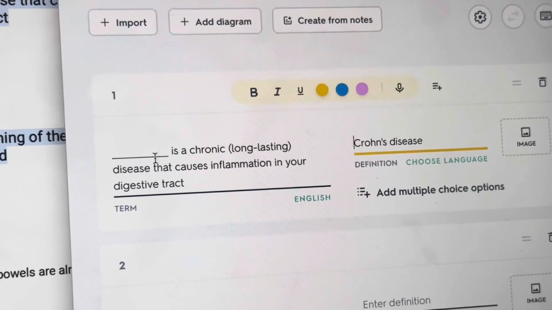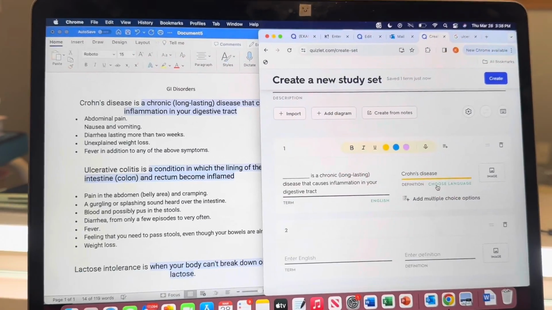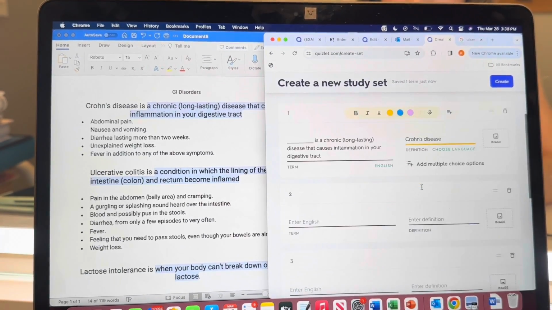So now I have a flashcard. Blank is a chronic, long-lasting disease that causes inflammation in your digestive tract. The answer is Crohn's disease. And so I basically do that for the entire study set.